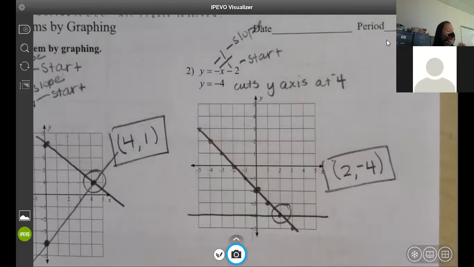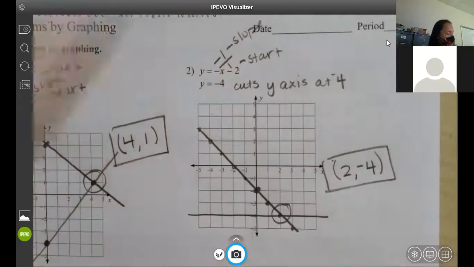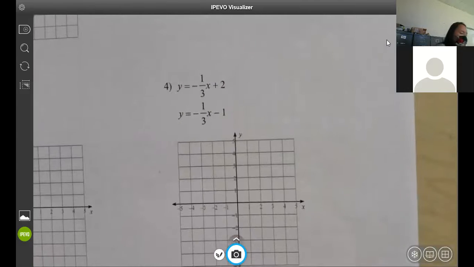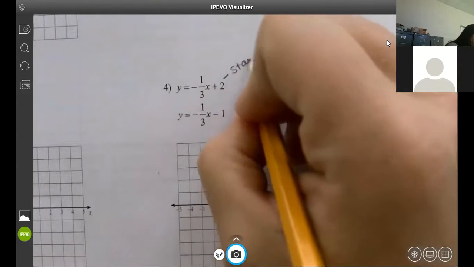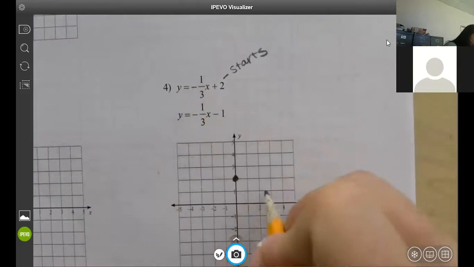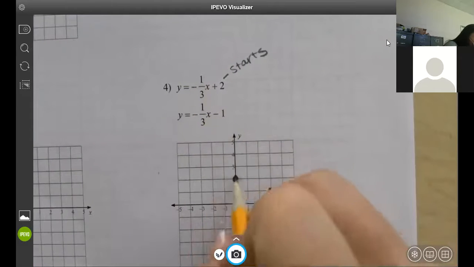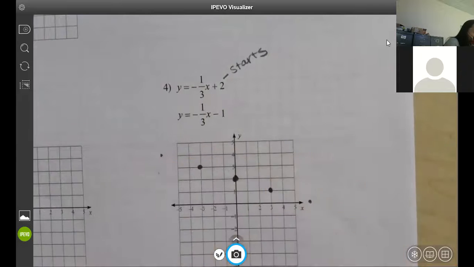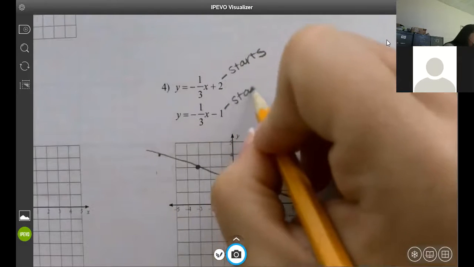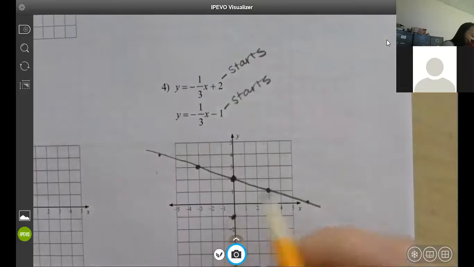Okay, I want to do number 4 by hand just to show you. Number 4. So this one starts at 2, and we move down 1 and over 3, or up 1 and over 3. So it looks like this. And then this one starts at -1 and goes down 1 and over 3.